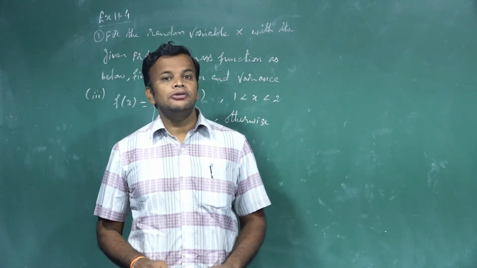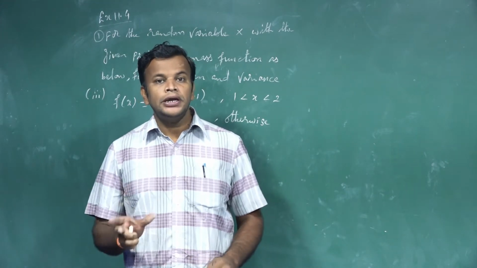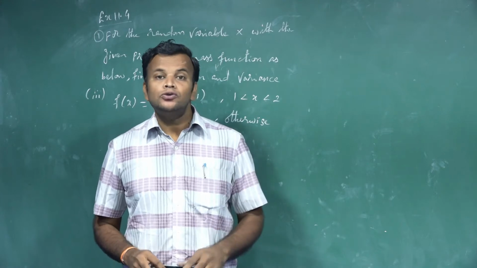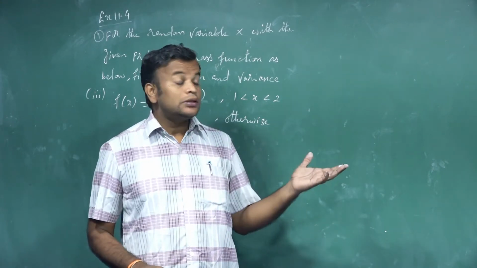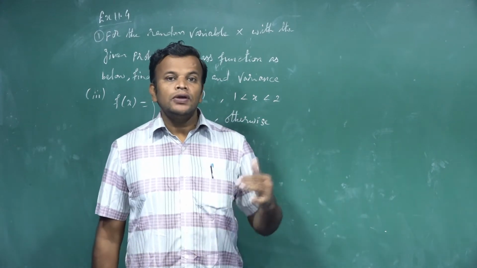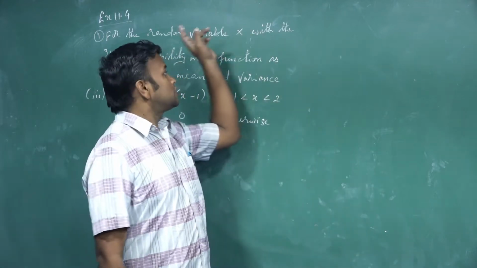Good morning students. In the previous class, we saw some formulas of mean and variance. We already saw two problems, and the two problems involved a discrete random variable. Now we continue the problem. Now you see the first one.